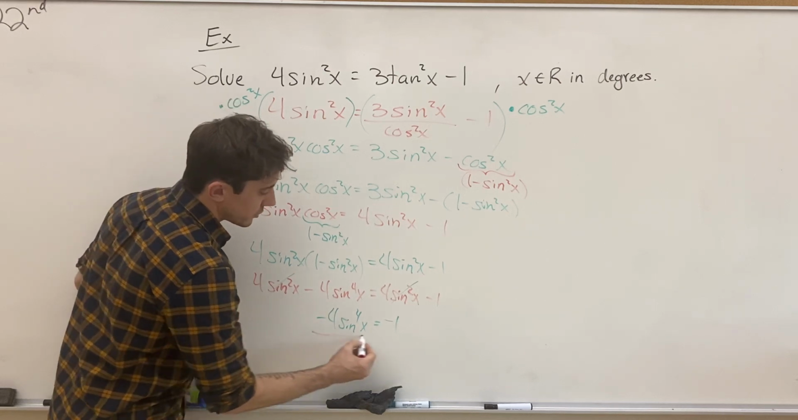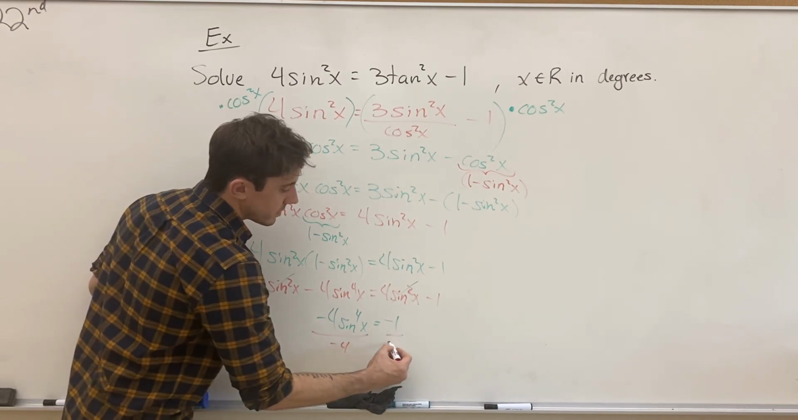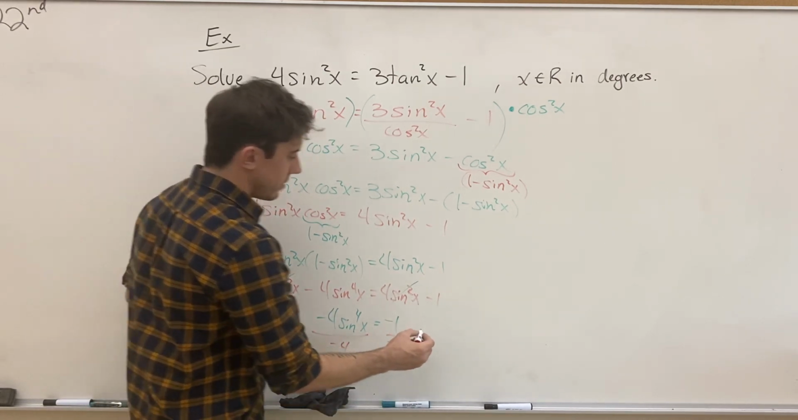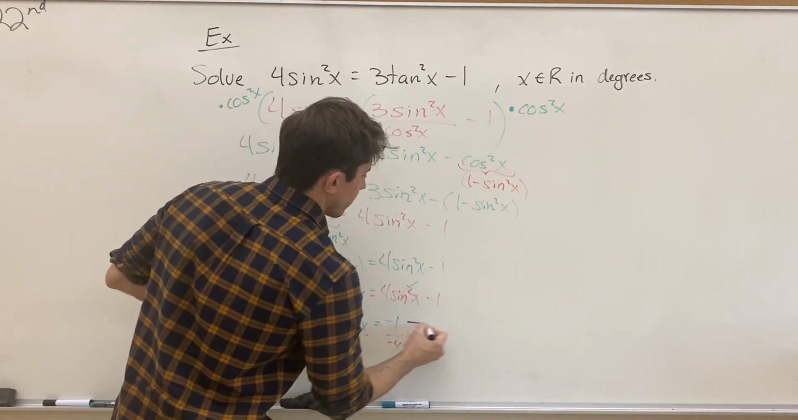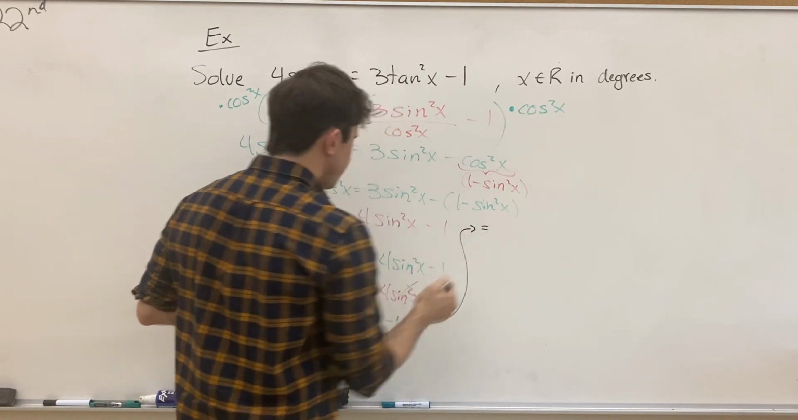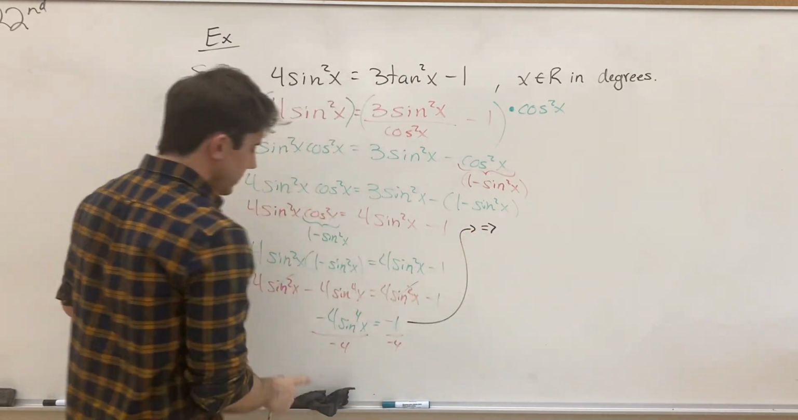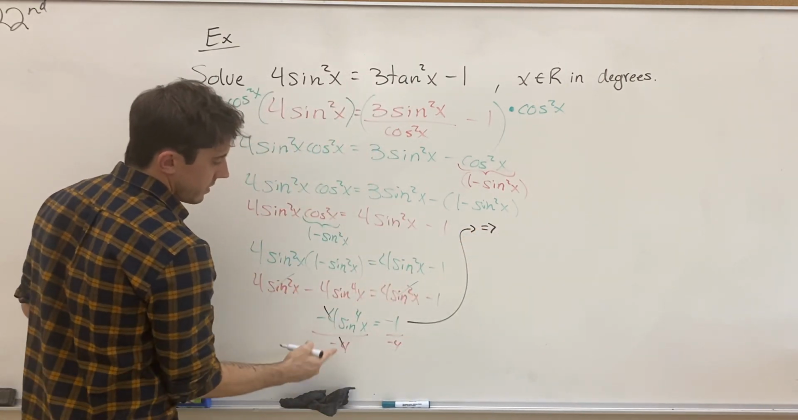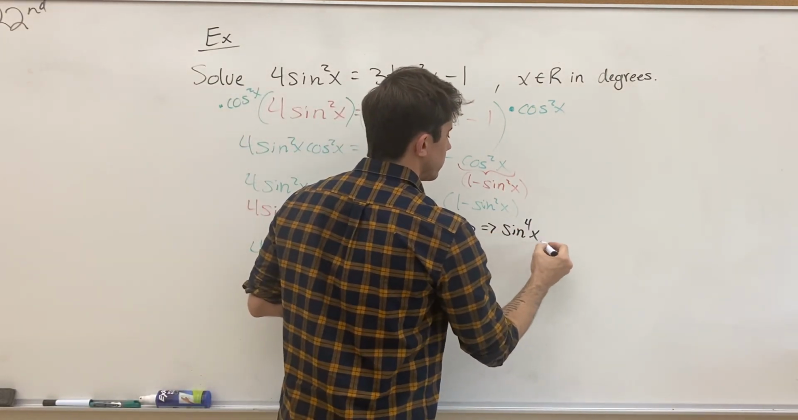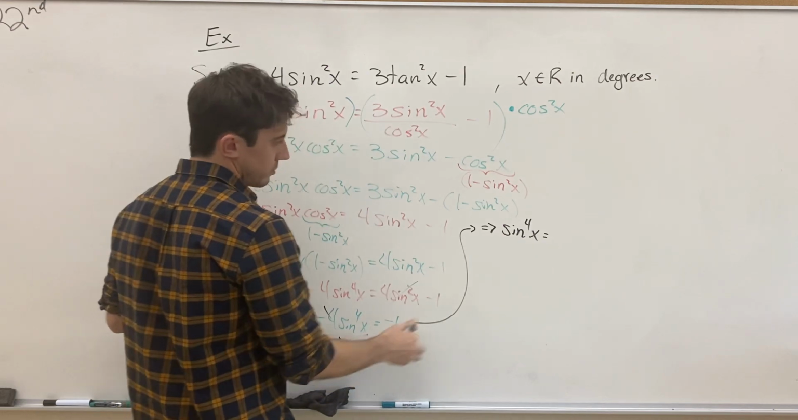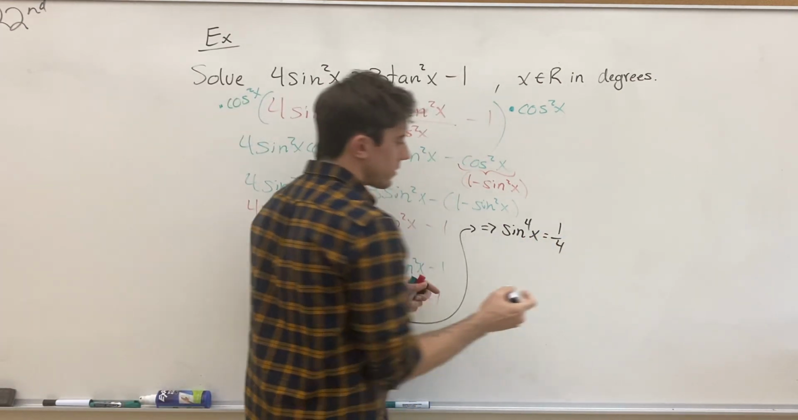Let's go ahead and finish off with some basic algebra. Divide by -4, divide by -4, and I'll bring you over here to finish up our solution. So now we have sine to the 4 of x is equal to 1/4.